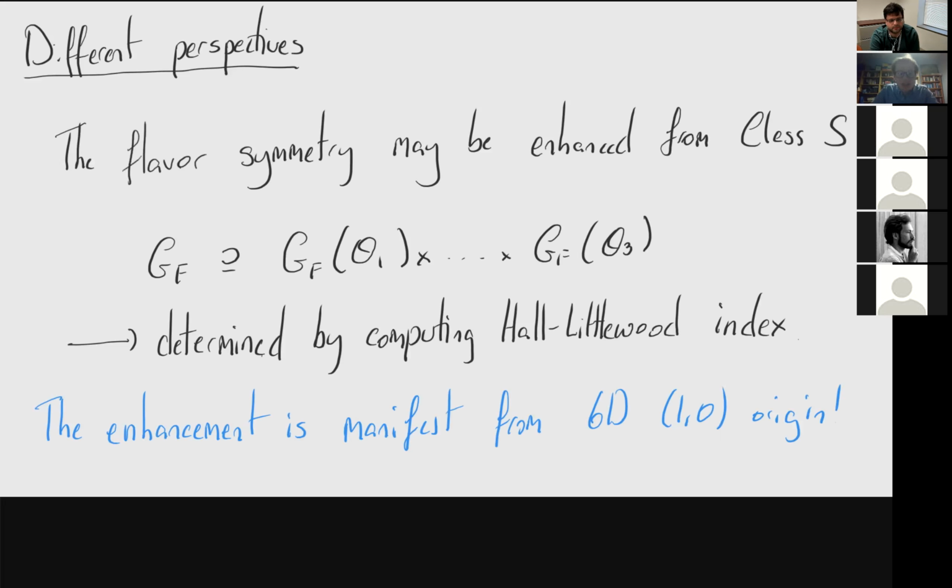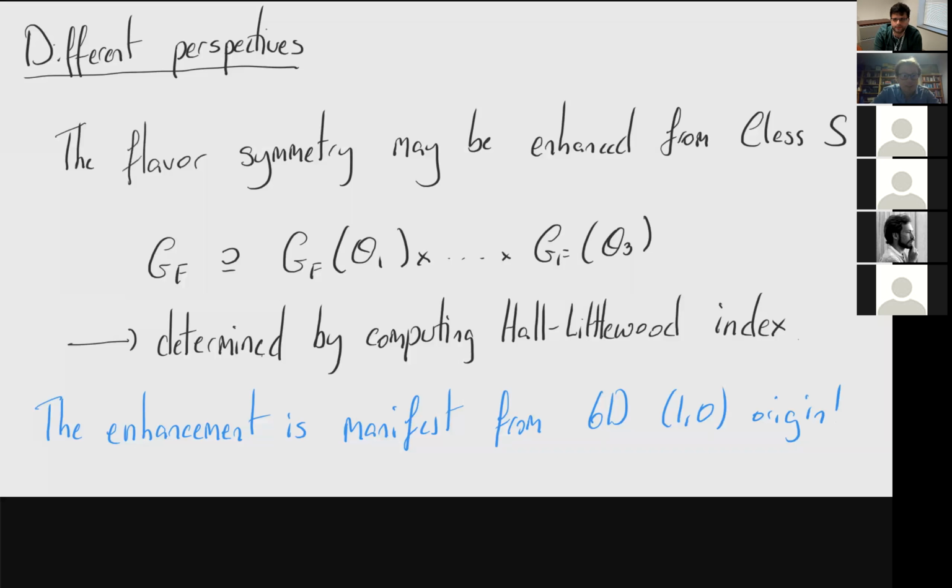And one example of that is the following. I told you at the very start that the flavor symmetry group from the class S point of view can be enhanced. It's at least the product of the flavor symmetry groups of each puncture, but it can be larger. And the way to tell that it's larger is you compute something called the Hall-Littlewood index, and you look to see if the characters of the representations recombine into a larger algebra.